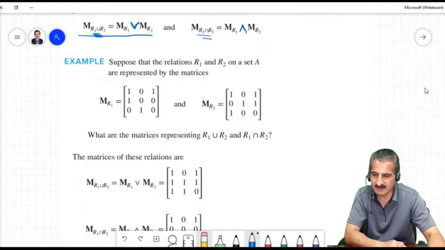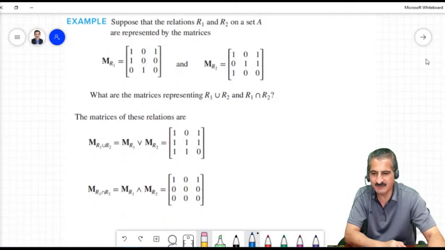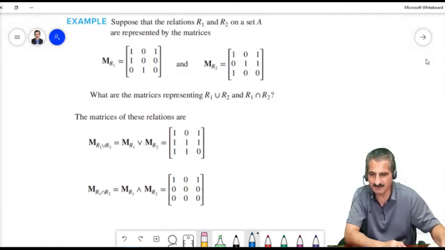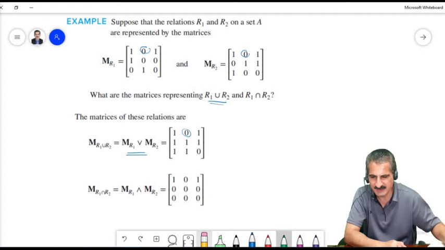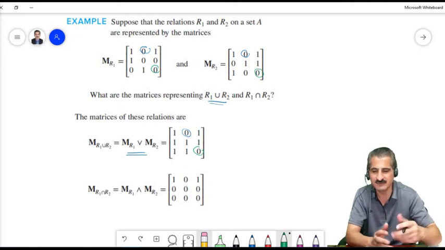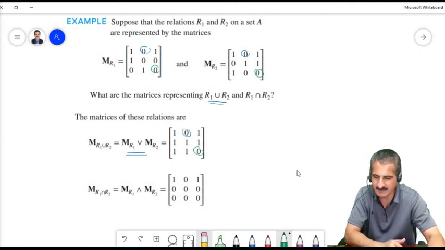Example. Now, these two relations are given with the matrices, so we can compute them quickly. So for the union here, we'll have 1 almost everywhere. The only places which are 0 are where we have 0 here and 0 here, and any other place has either 1 or 0 in one of the matrices.